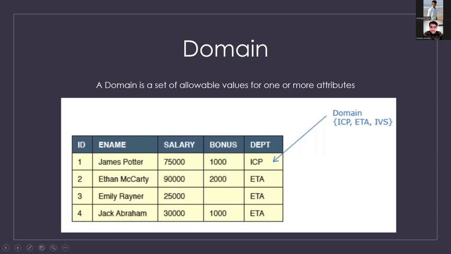So here I have written one example, like department. For the department attribute, the allowable domain is ICP, ETA, and IBS. If any other person tries to add a department other than these three, then our system will not allow that value to be entered inside the database table. So domain is defined for an attribute.